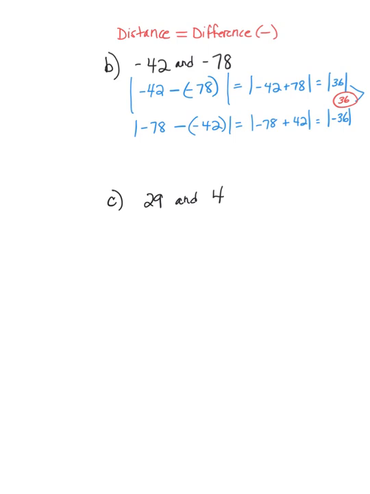Let's look at C. So we have 29 and 4. We want the difference between them because we're finding the distance between them on the number line. So 29 minus 4 inside absolute value sign, or 4 minus 29 inside absolute value sign. When I evaluate the top one, 29 minus 4, that gives me the absolute value of 25. When I evaluate the bottom one, 4 minus 29, that gives me the absolute value of negative 25. And no matter what, both of them give me an answer of positive 25.